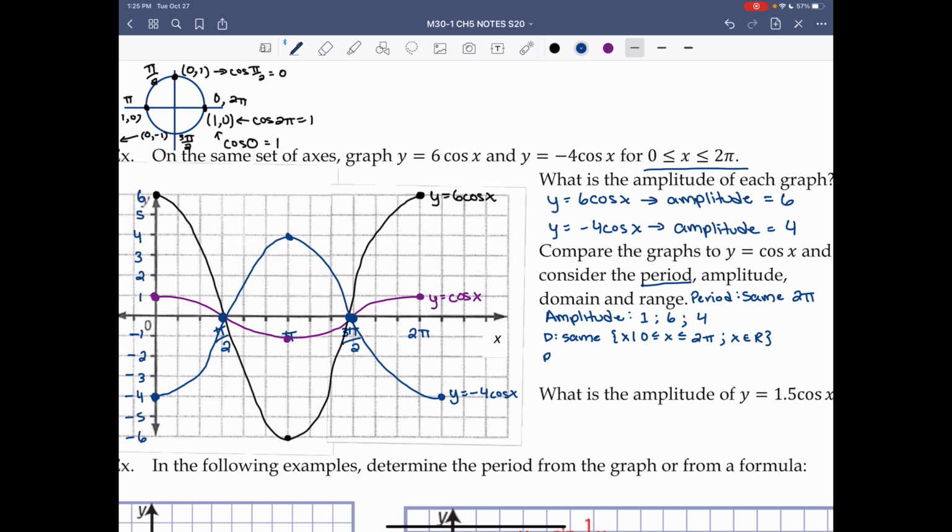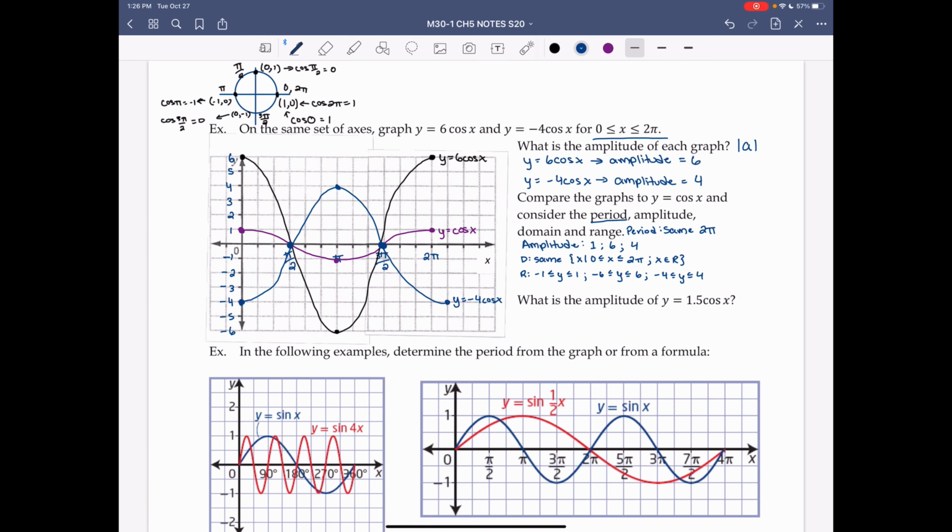And then the range is different for each of them because the amplitude is different. So for the first one, cos x, we have negative 1 less than or equal to y less than or equal to 1. Then for 6 cos x, we have negative 6 less than or equal to y less than or equal to 6. And for negative 4 cos x, we have negative 4 less than or equal to y less than or equal to 4.